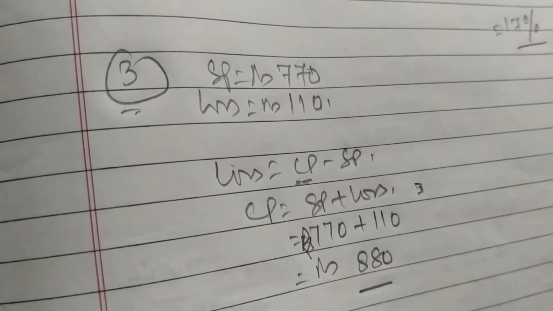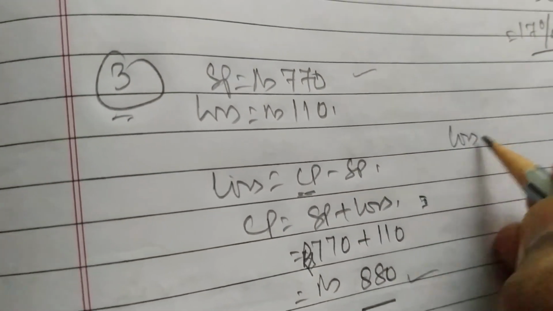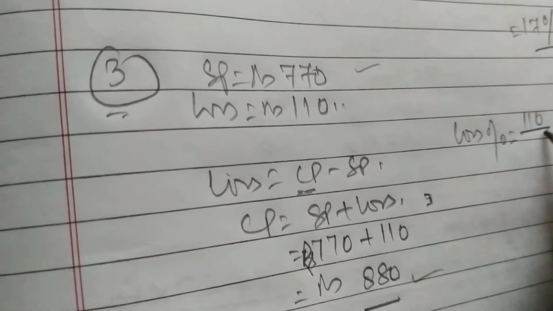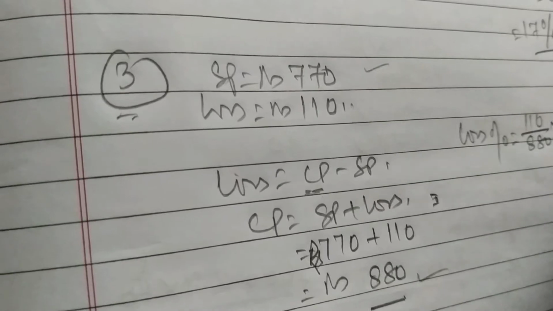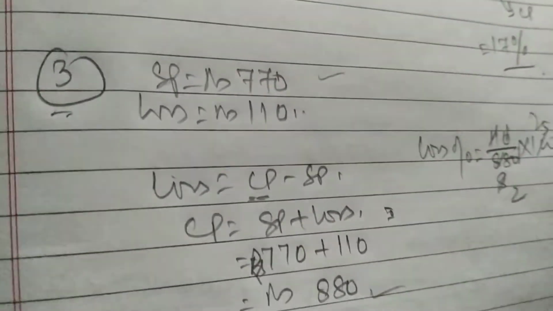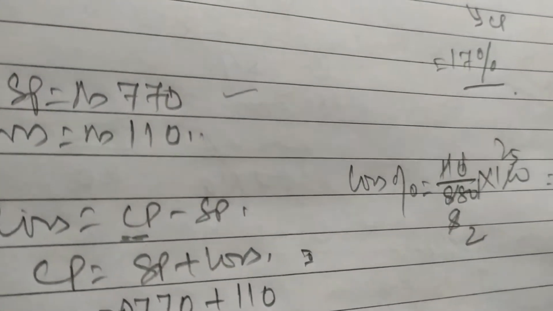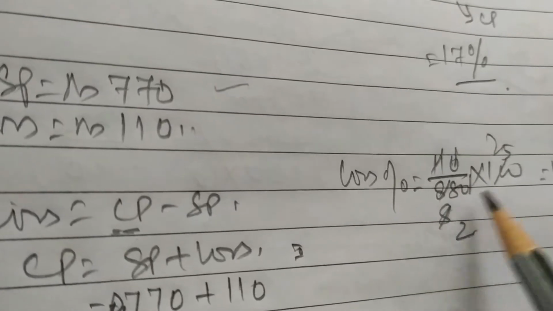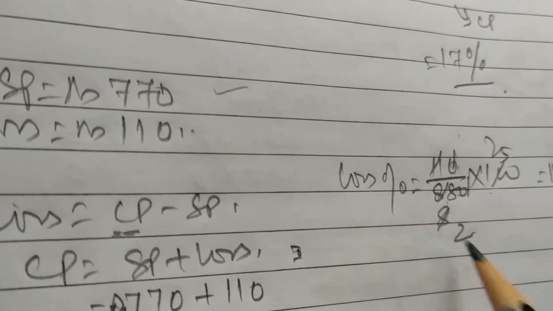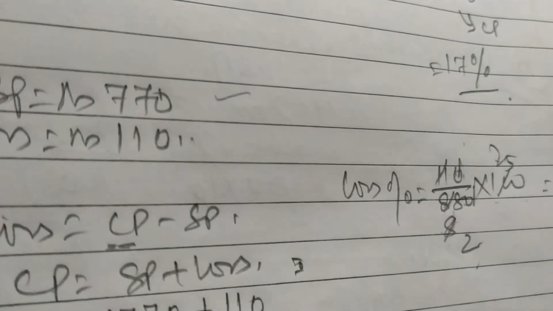Up to this I think things are clear. Now SP is 770, CP is 880. They have asked to find loss percent. Loss percent is equal to loss by CP into 100, 110 by 880 into 100. 0 cancelled, 11 1s are 11, 11 8s are 88, 4 2s are 8, 4 25s are 100, which is equal to 12 1 by 2%. I hope the things are clear now.